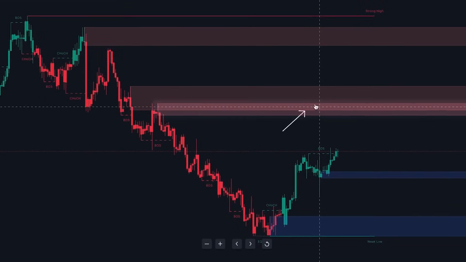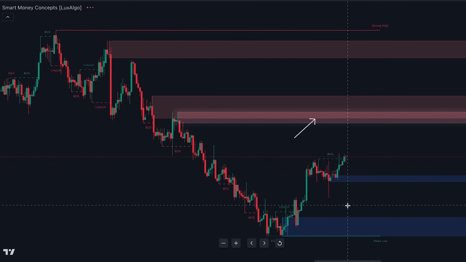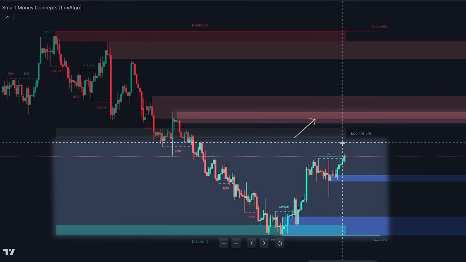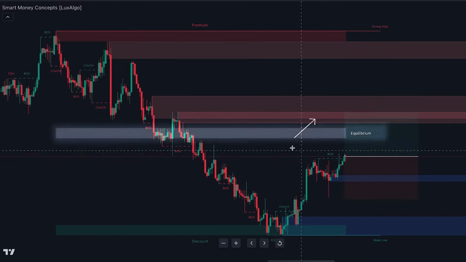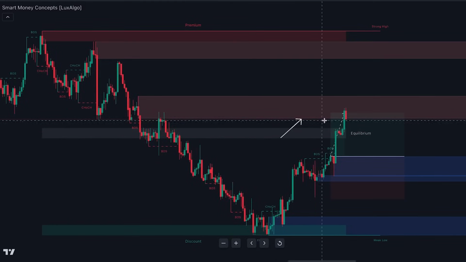You might want to also go into the settings and enable premium and discount zones in order to see where you are currently located. If in a discount zone, you might want to ensure that the order block you are targeting is below the equilibrium zone. That way you have enough room for the trade before the market balances out.